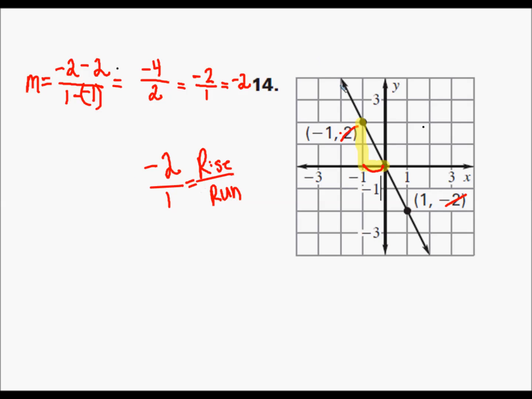Also, let's take a look at this. This graph is falling from left to right. Since it's falling in the downward direction, it is considered to have a negative slope. So we can classify a graph just by looking at its picture to be negative as well.